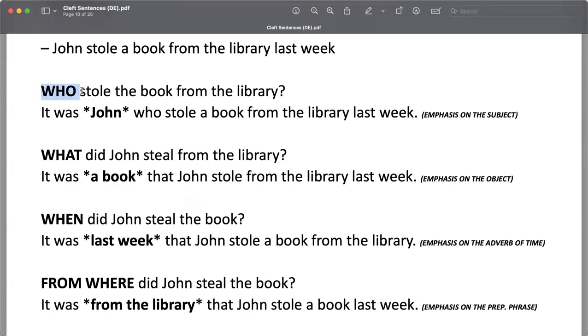When it comes to emphasis on the subject, the subject must be here after it was. And if we need to emphasize the object, we have to go with this one. Also, if we need to emphasize the adverb of time, we have to use it here. And also emphasis on prepositional phrases and places. Likewise, you can go like this.